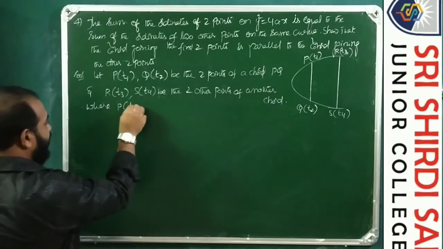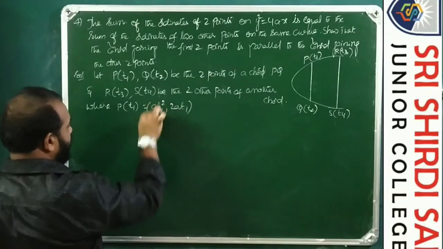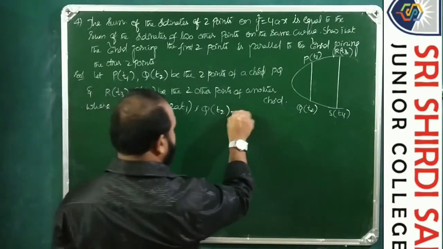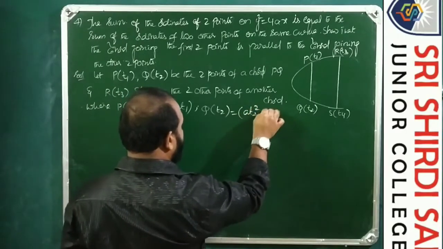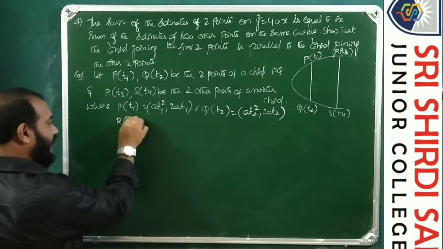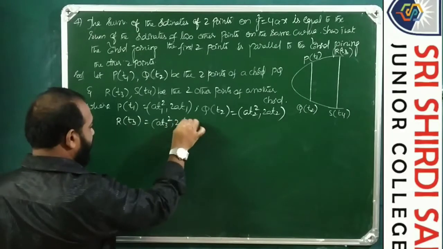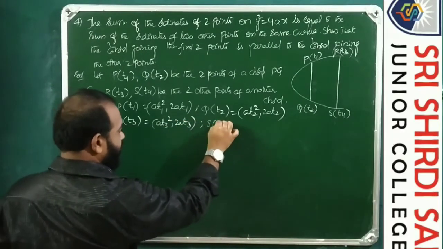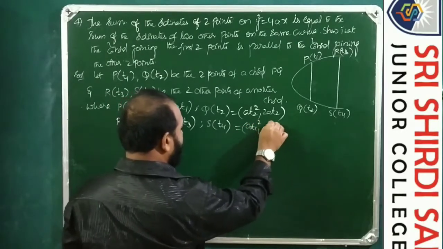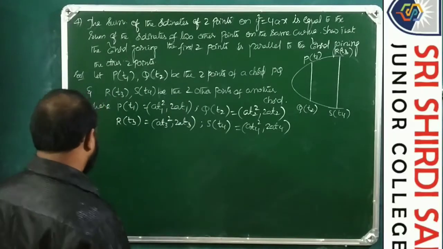Where P(t1) is equal to at1 square comma 2at1, Q(t2) is equal to at2 square comma 2at2, R(t3) is at3 square comma 2at3, S(t4) is equal to at4 square comma 2at4. Let us take the parametric points now.